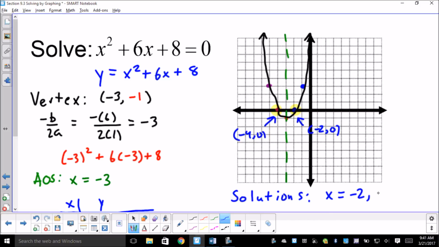And that's a brief tutorial on how to solve a quadratic equation by graphing. Basically, you set it equal to 0, graph it, and find where it crosses the x-axis.